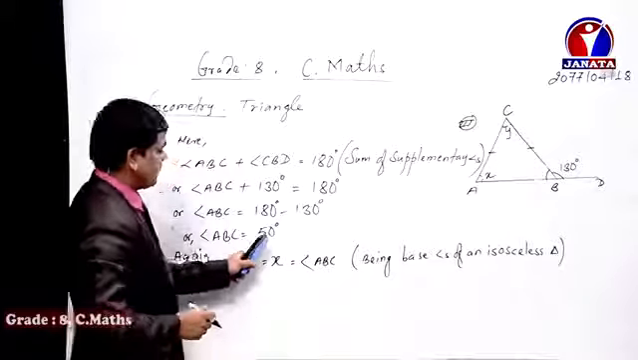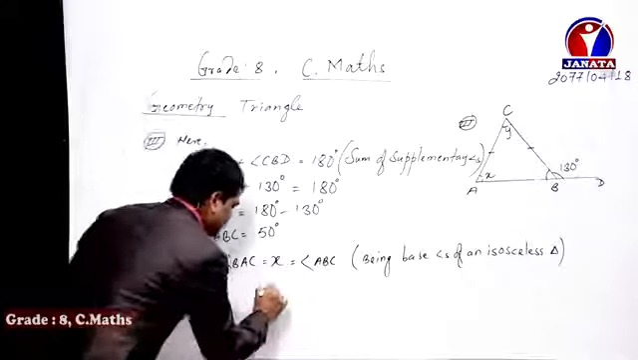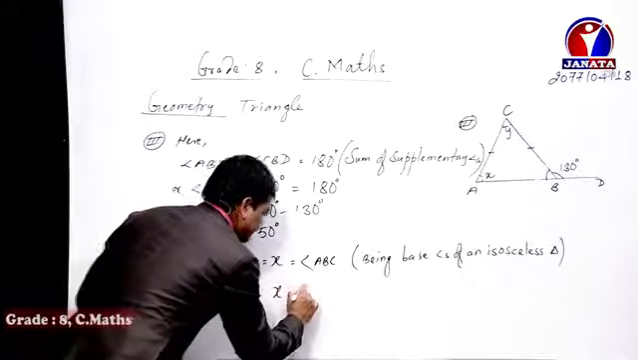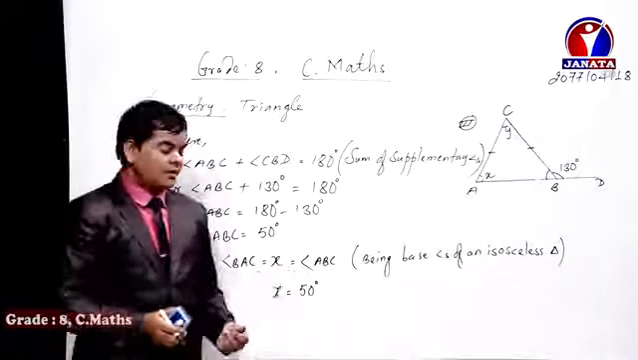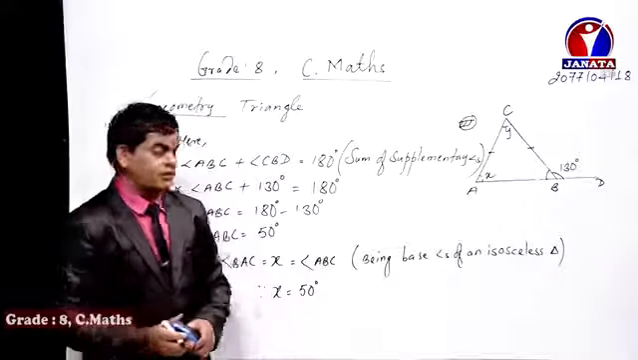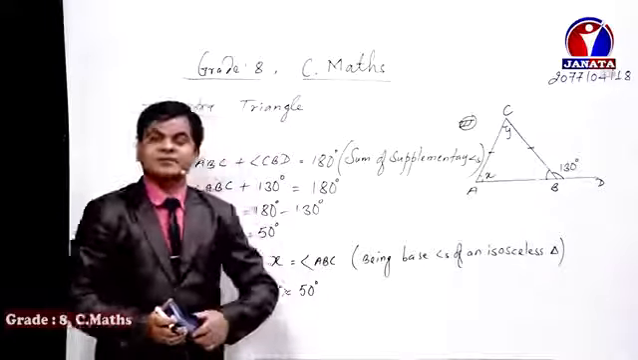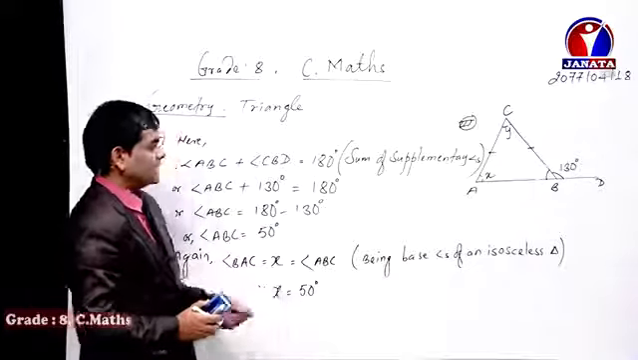As we have already found the value of angle ABC as 50 degree, therefore you can write x also as 50 degree. So not only the statement, we need to clarify the reason also in case of geometry in order to obtain the full marks in that question, dear student. Now we got the value of x.